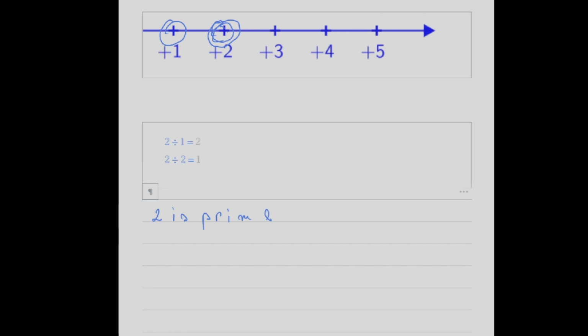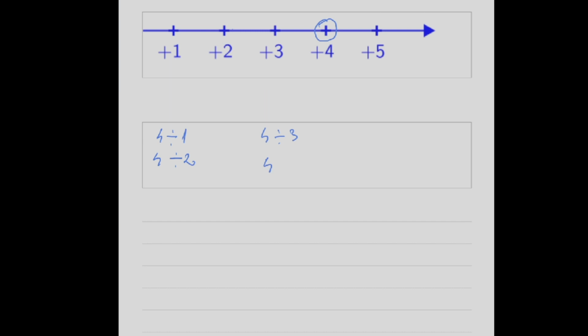Let's take 4. Okay, I'll take 4 and delete the others. 2 is prime. Now I check 4. I take 4 from the number line, and I want to see if 4 is a prime number. First, I take all the numbers from the left up to 4: 1, 2, 3, and 4. 4 divided by 1, 4 divided by 2, 4 divided by 3, and 4 divided by 4.